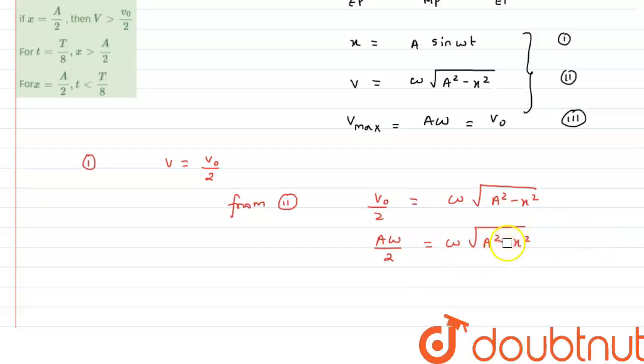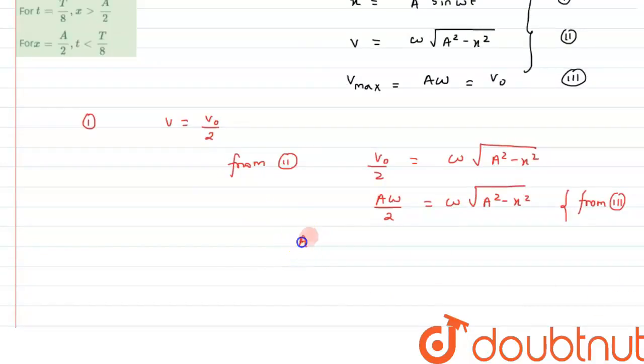Here we give the reason: from the third equation we have used this relation. Now, on squaring both sides and cancelling omega from both sides, we can write a square by 4 equals a square minus x square. Therefore the value of x square can be written as a square minus a square by 4, so this can be written as 3a square by 4.